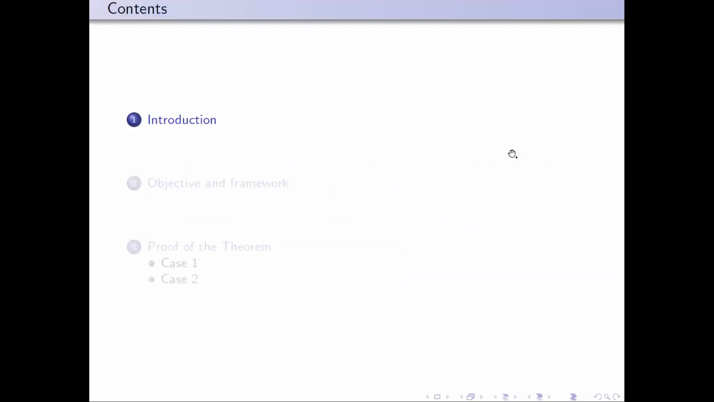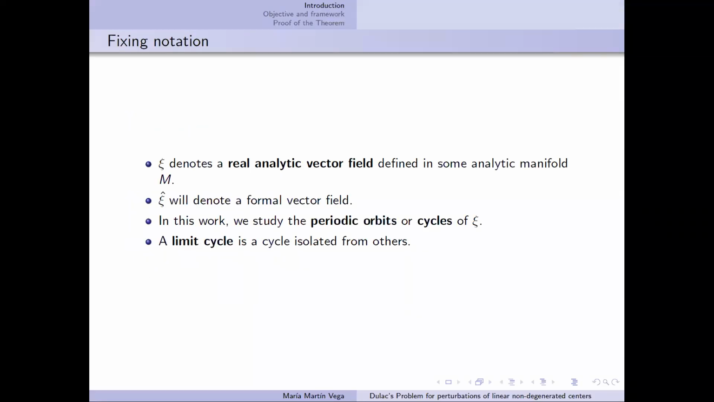Okay, I will start with a short introduction, then I'll explain the objective, and finally I will do the proof of the main theorem. Just to fix some notation, we work with real analytic vector fields defined in analytic manifolds, and we will also work with formal vector fields.